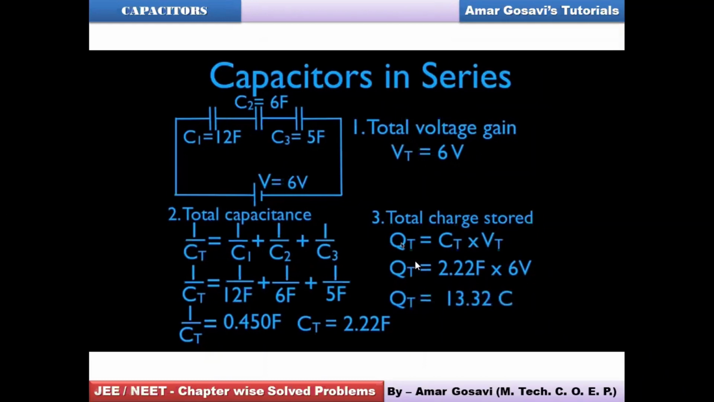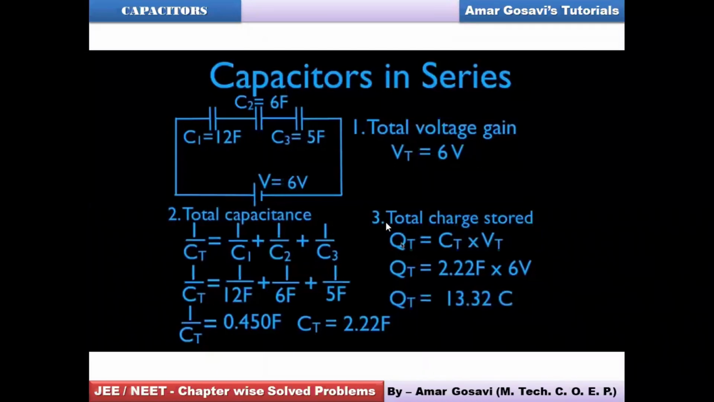Now whatever is the total charge, because it's a series connection, it will be the same for C1, C2 and C3, if you all remember. So individual charges also would be equal to 13.32 coulomb because it is a series connection. Please make a note of this slide so that we move forward to answer the remaining questions. Okay, I believe you have noted down this answer 3.